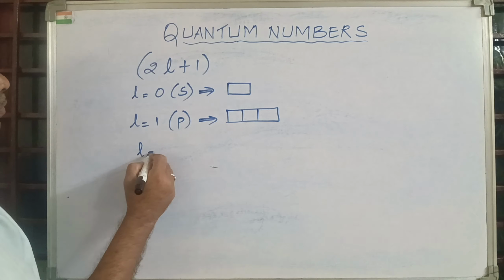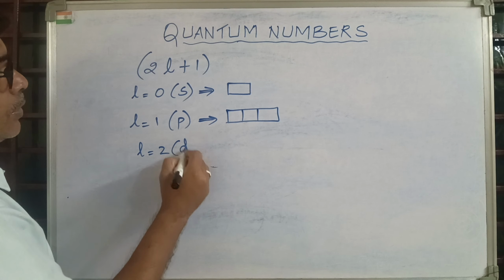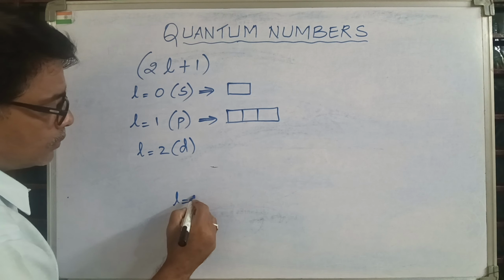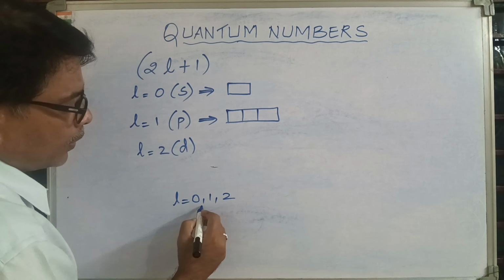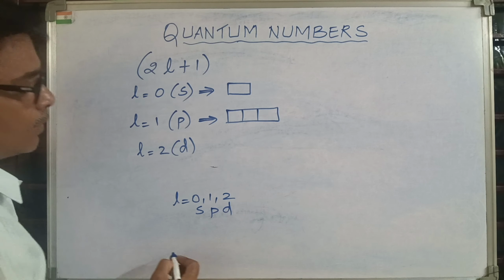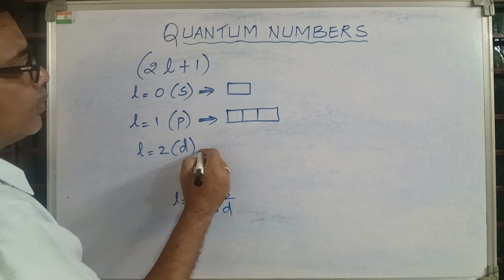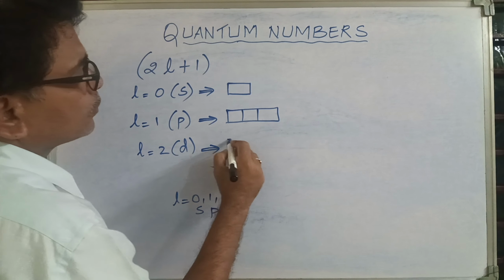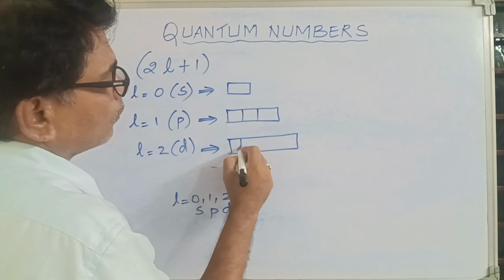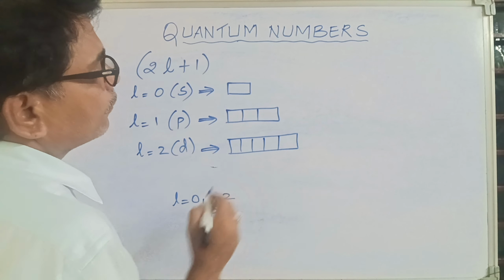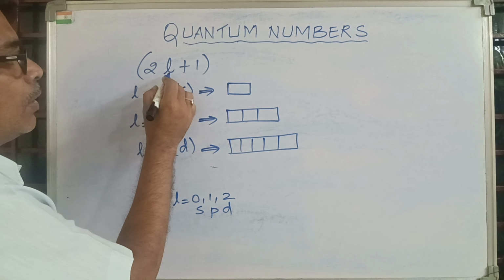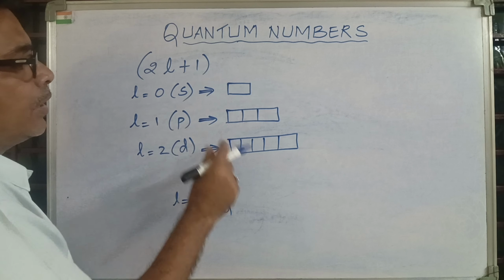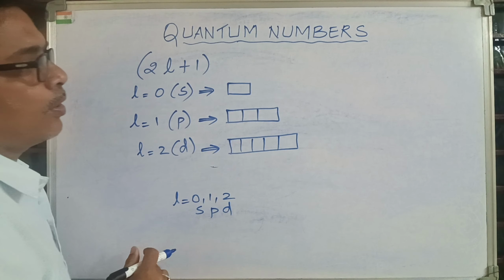L is equal to what? 2. 2 means it is d, because L is equal to 0, 1, 2: s, p and d. Now coming to d, place this 2 here. 2 into 2 is 4, plus 1 is 5. So it is 5: 1, 2, 3, 4 and 5. So 2L plus 1 indicates the number of degenerate orbitals.